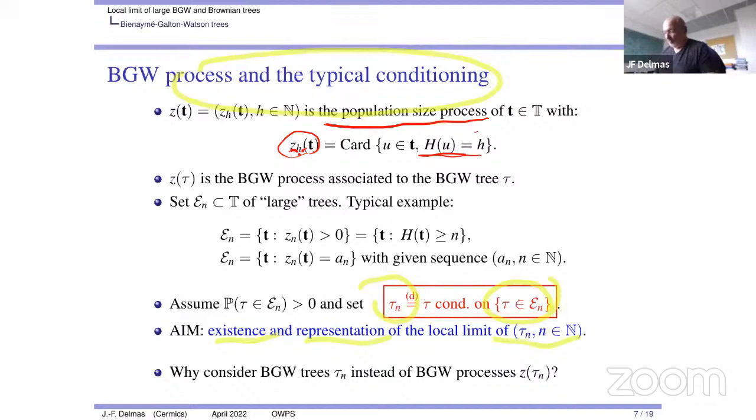One interesting question is, why are we going to consider the trees instead of the size population process? The answer is that if you look at the trees, you can observe vertices with infinite degree, whereas for the population process, this would correspond to a blowing up of the exploration process, and then you get no more information on what happens. So in a sense, the trees are a finer description than the Galton-Watson process.